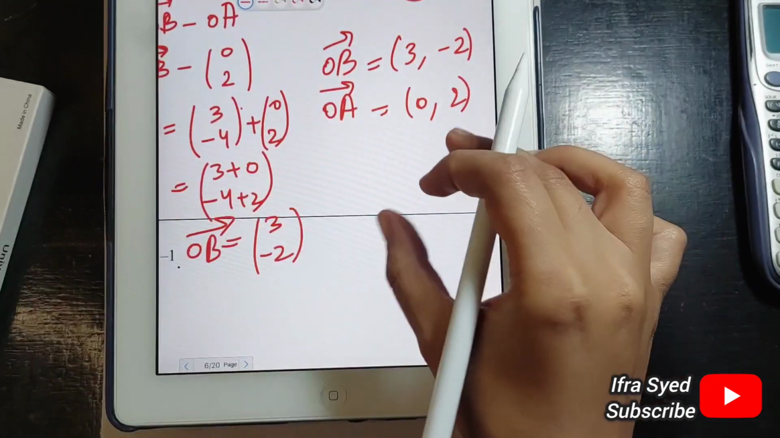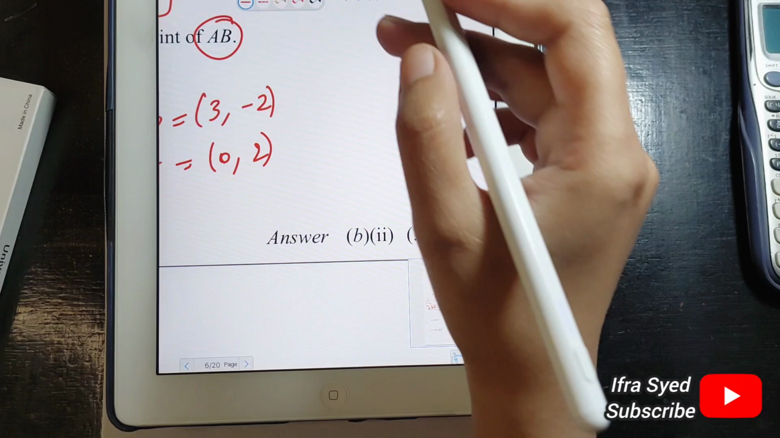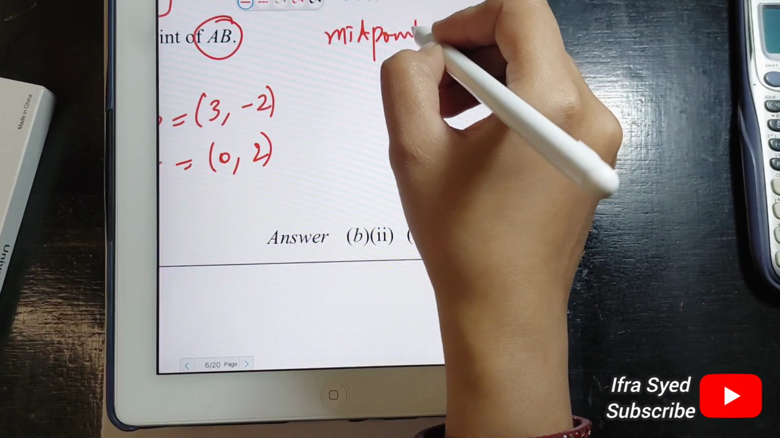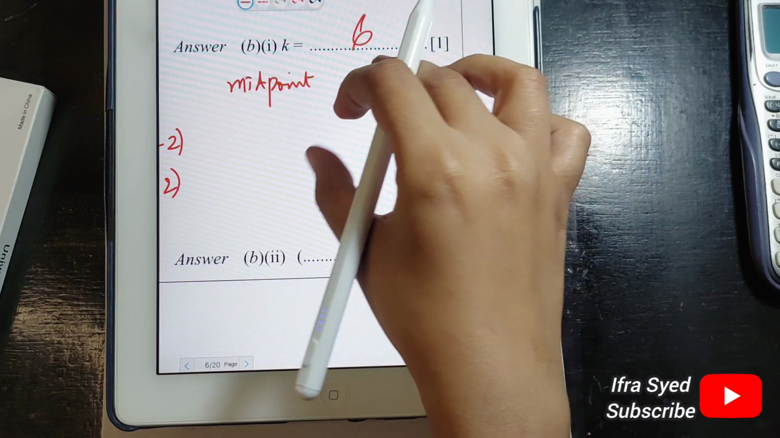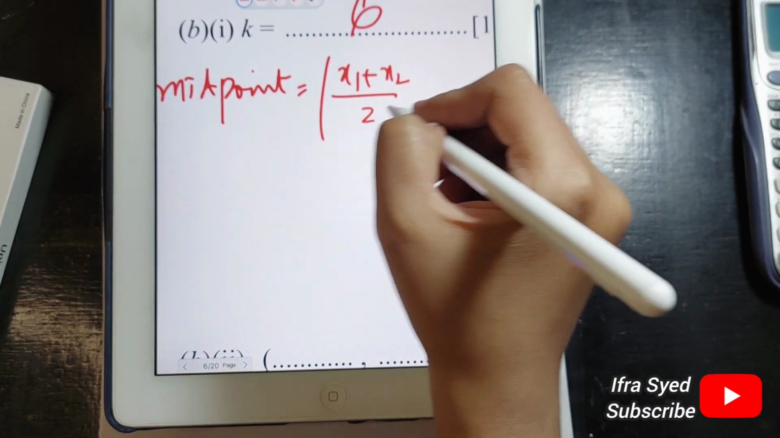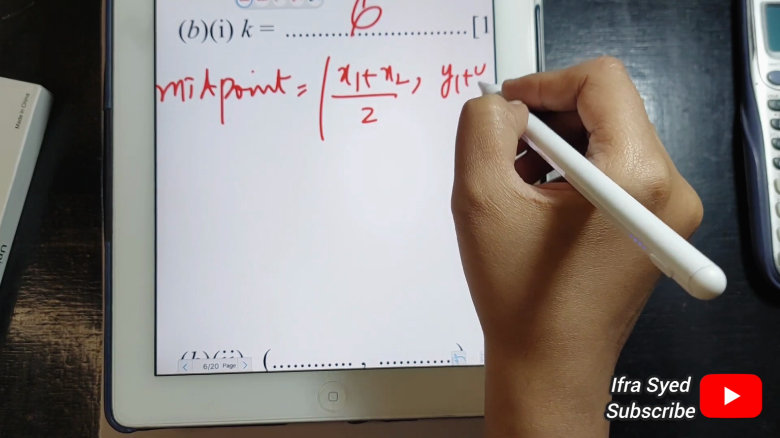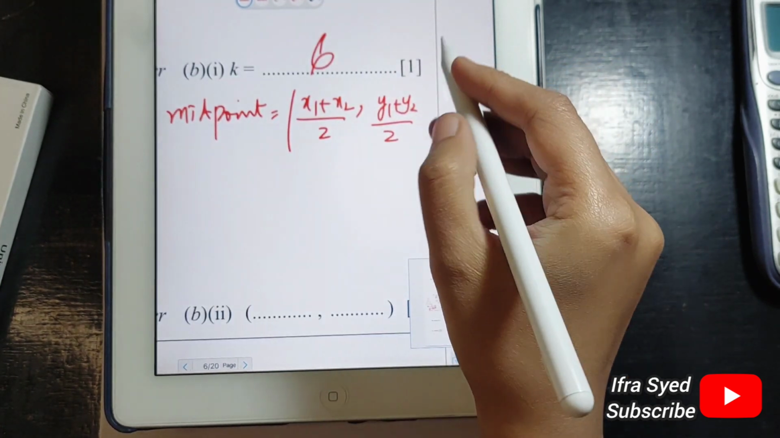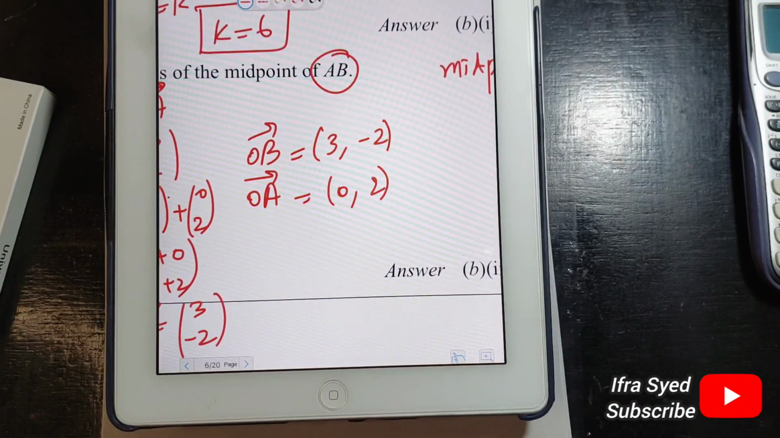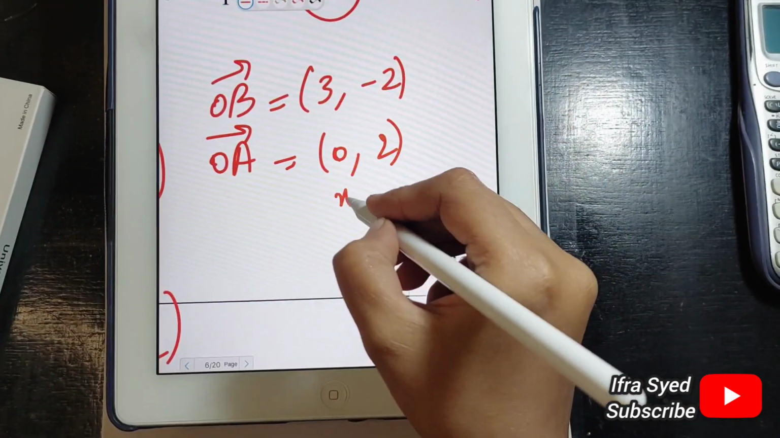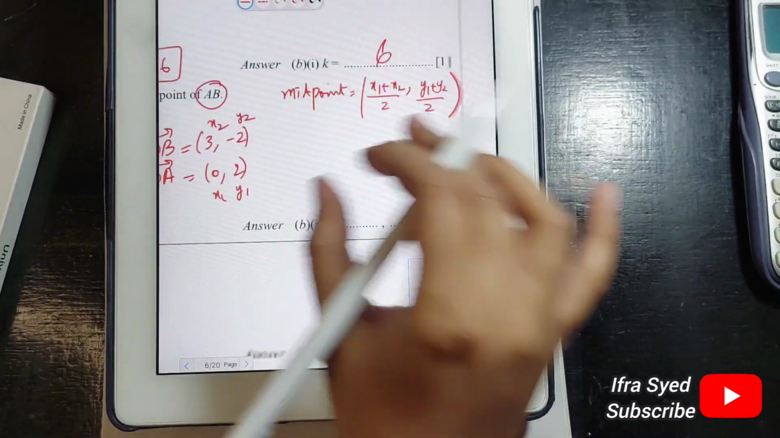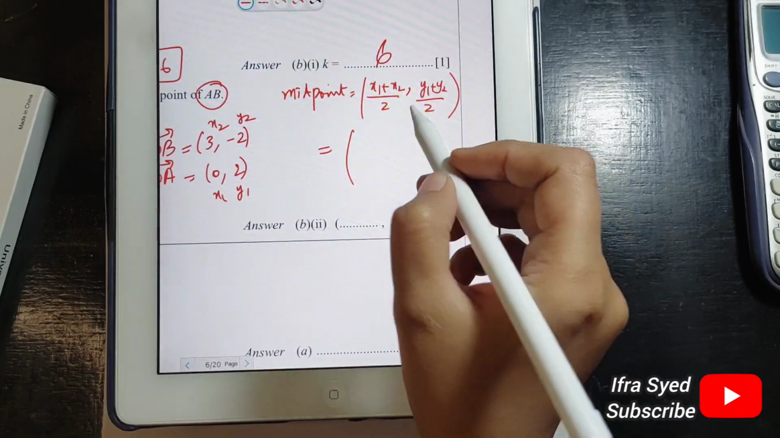So I'm writing here the midpoint formula, and the formula of the midpoint is equal to x1 plus x2 divided by 2, and y1 plus y2 divided by 2. So this is the midpoint formula. I'm using this formula to find the value. So this is our x1, y1 and this is our x2, y2. So let's use these to find the value of the midpoint.